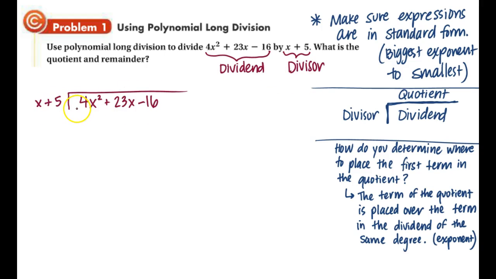So the first thing we want to do is think to ourselves, how many times does x, which is the number in front, fit into 4x squared? So divide 4x squared by x, and we get 4x. So that is the first number that we want to work with.